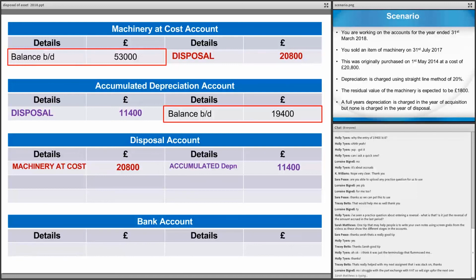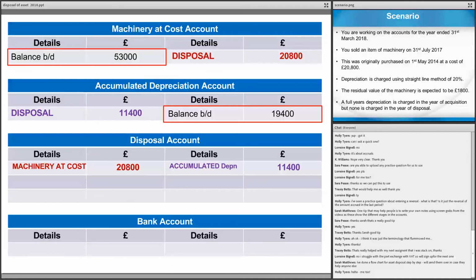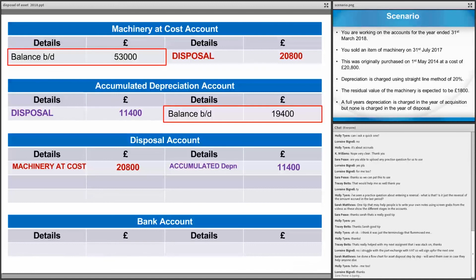Brilliant. I'm really glad then, Trace. Thank you. No, I struggle with part exchange with that, so we'll see. Yeah, absolutely. I will go through it and make sure that the part exchange is covered for you. Brilliant.